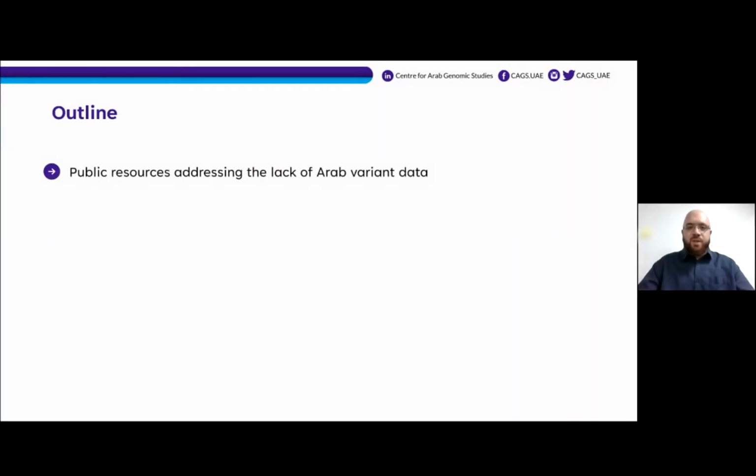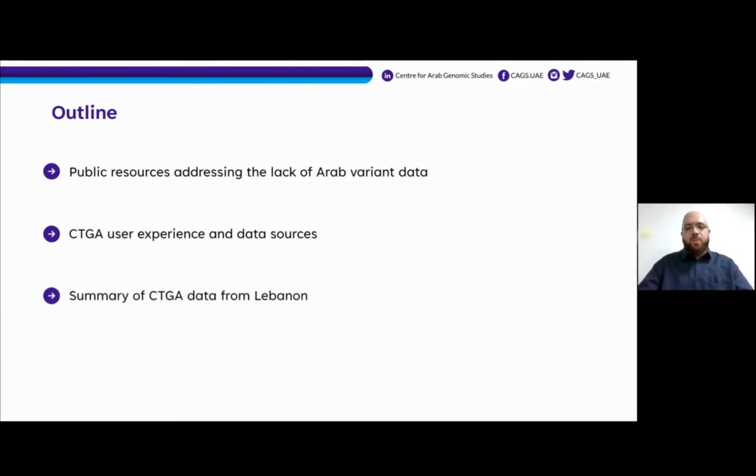I plan to briefly mention the need for Arab variant data and public databases and some of the resources currently contributing to this. For the main part, I will introduce CTGA, the kinds of data hosted in our database and our data sources. And finally, I will present a snapshot of our most recent major update, which involved a comprehensive survey of data from Lebanon derived from the literature up to the year 2020. And I'll conclude with our current focus and some of the prospects we're hoping for, inshallah.